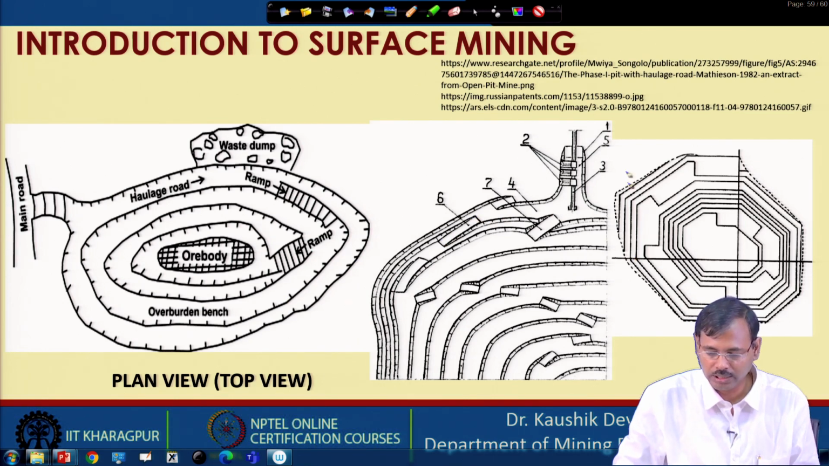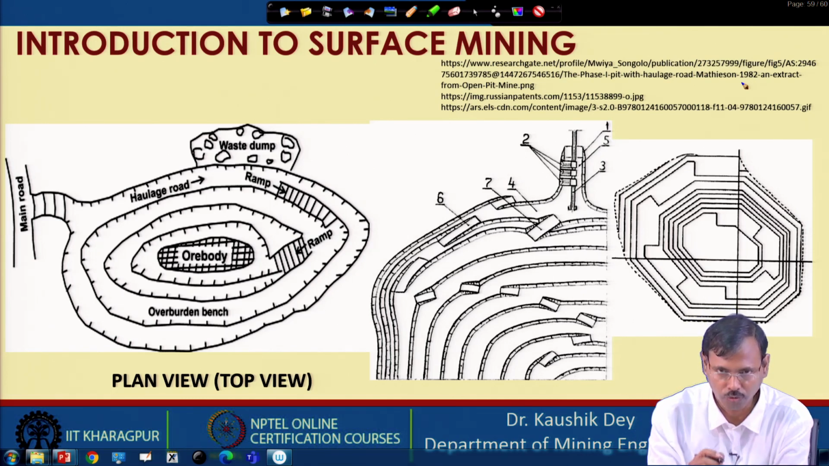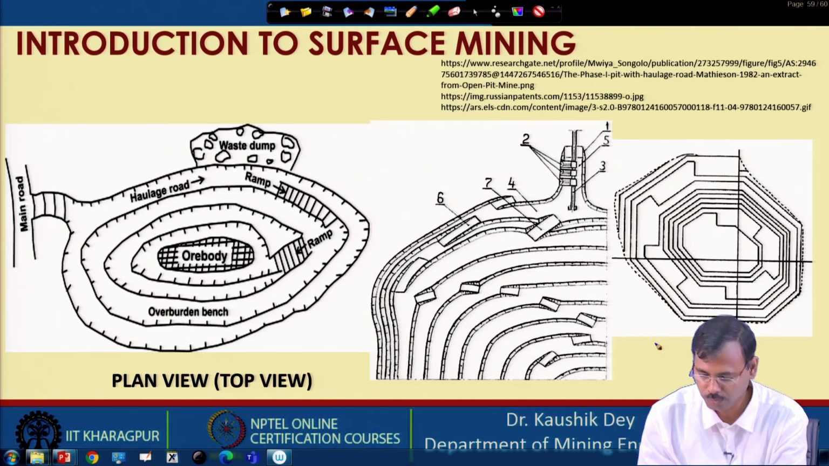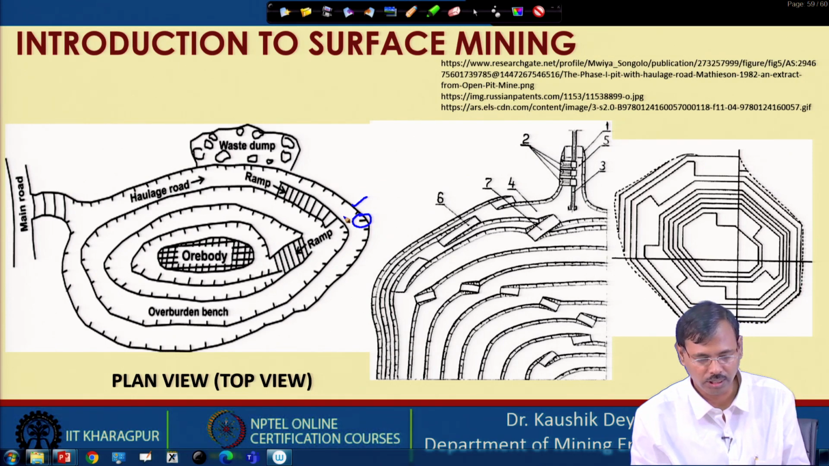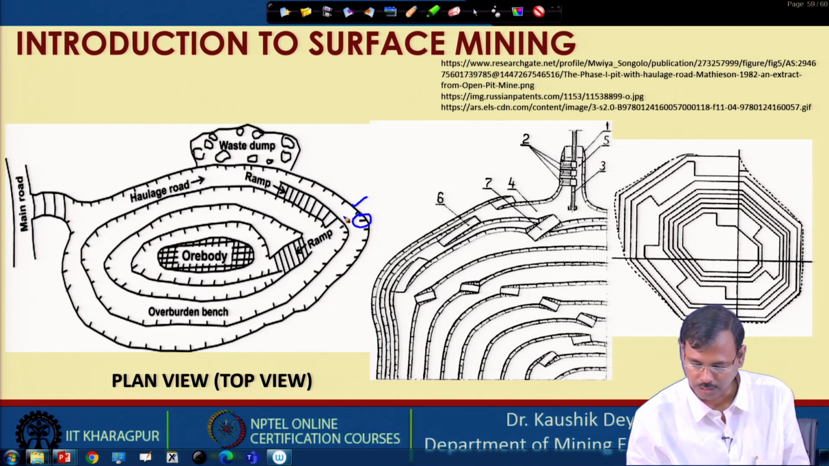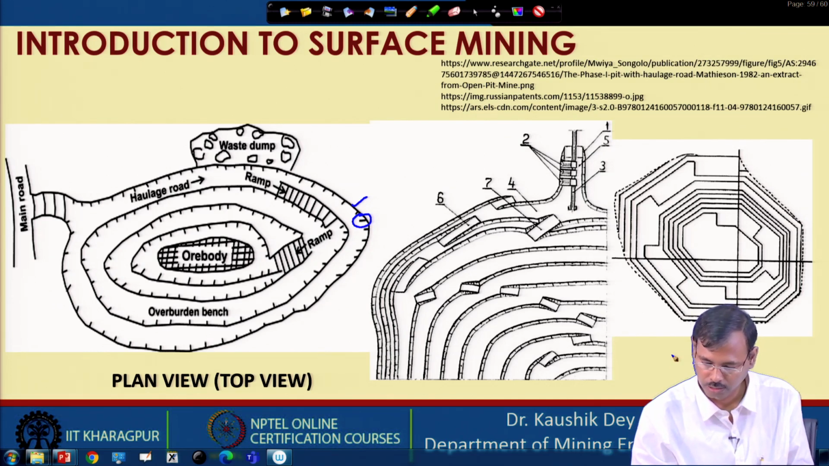Now, let us understand the way we show the layout. You see there is a line with some dotted lines towards the inside. This is showing us the phase of the mining working. How is it described? Let me show you with a plan and sectional view.